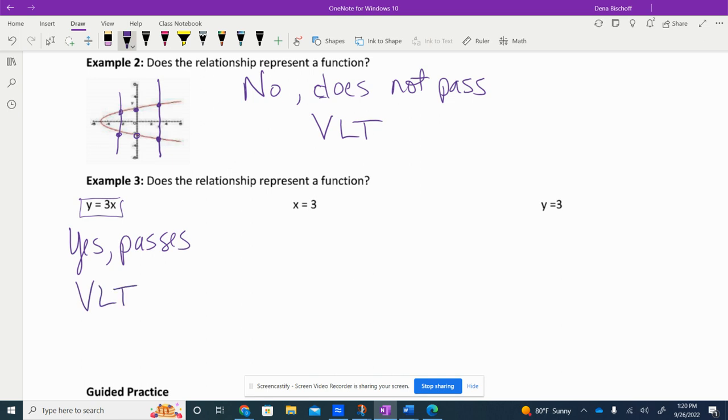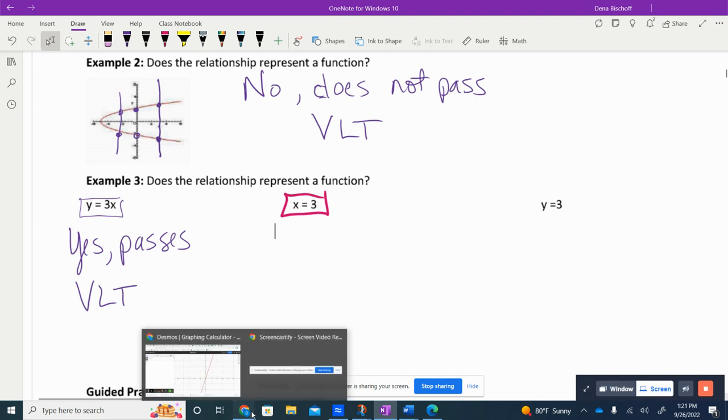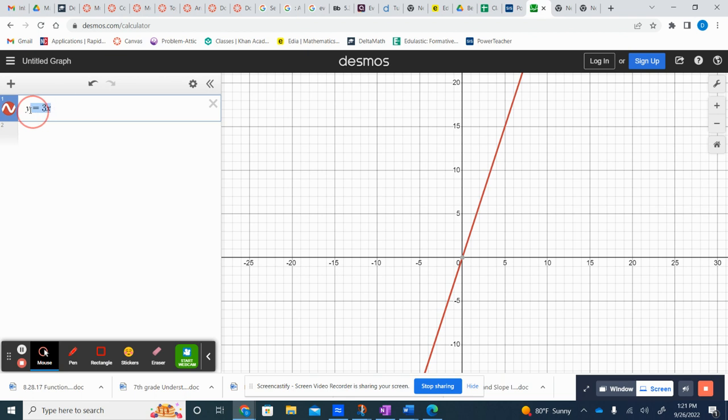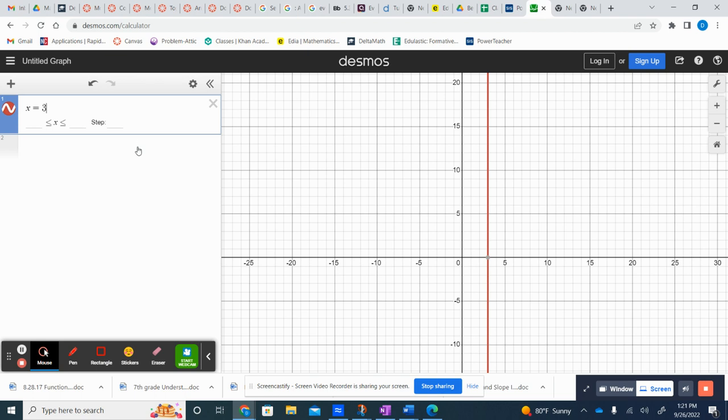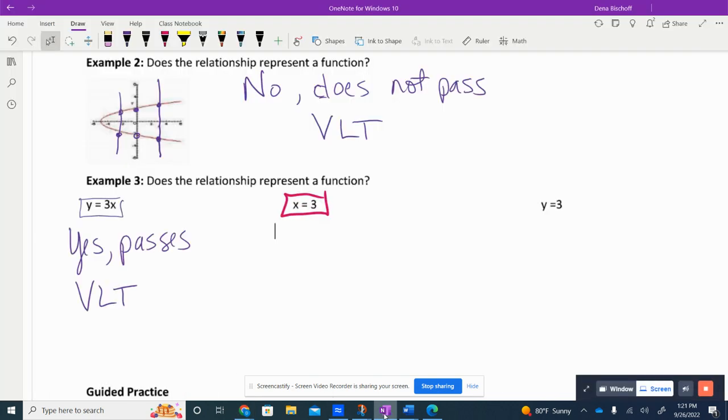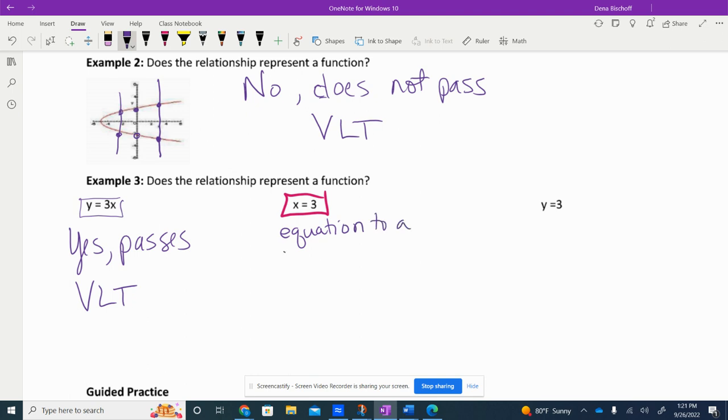Okay. What about this function? Let's graph it. So that was x equals 3, correct? Yes. So x equals 3. Oh my goodness. What kind of a line is that? A straight line. All lines are straight. What kind of a line is that? It's a vertical line. So this is important. This is the equation to a vertical line. So would a vertical line pass the vertical line test?